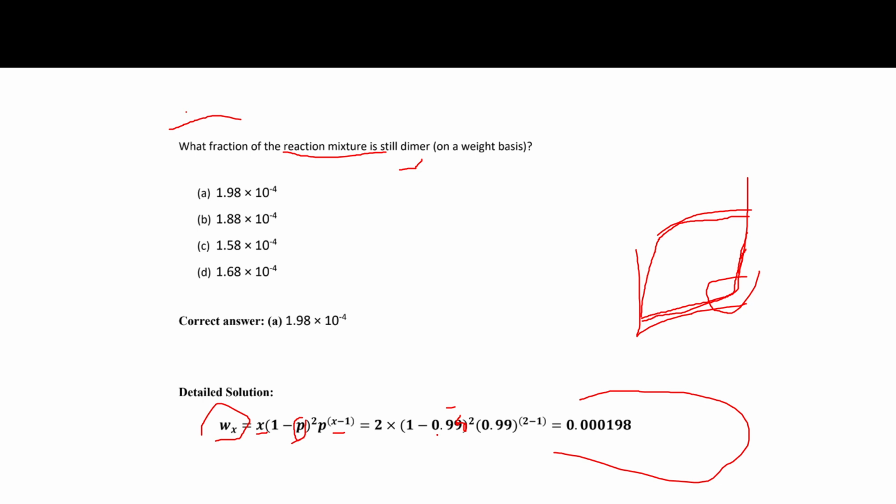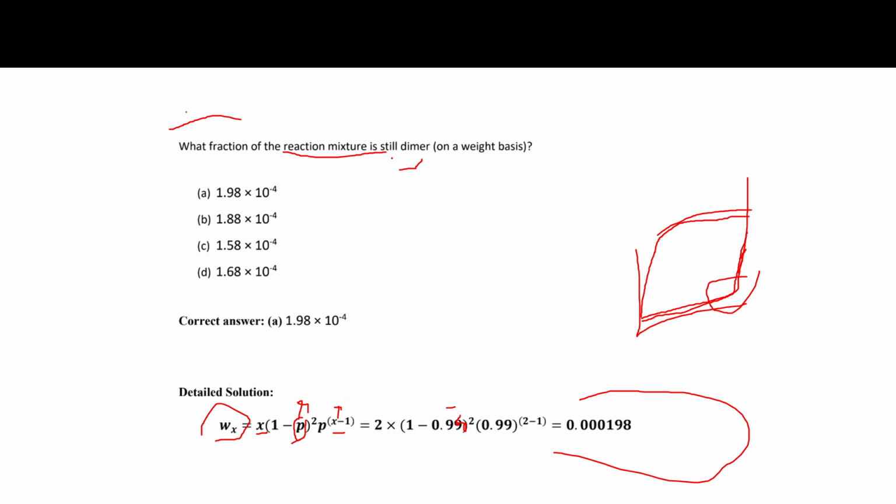Sir, in the exam, should we consider the same? In your exam, whatever percentage of extent of reaction is given, you put that. It's not related to the dimer or trimer; it's only the extent of reaction that has happened. What is x here, sir? x is what you are given. If you're talking about the dimer, you have to take x equal to 2.